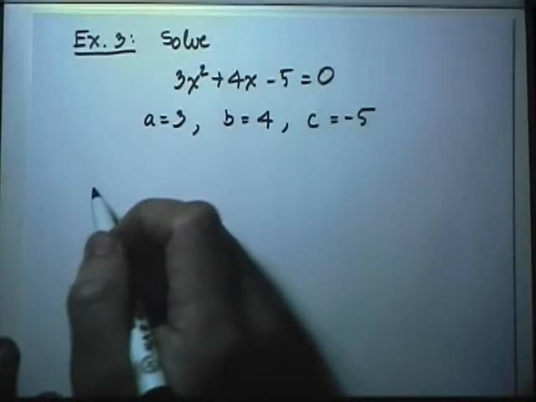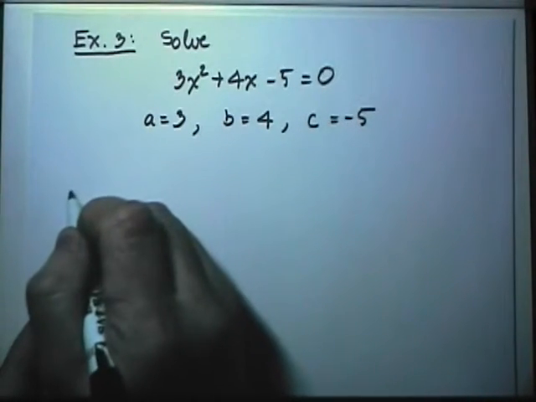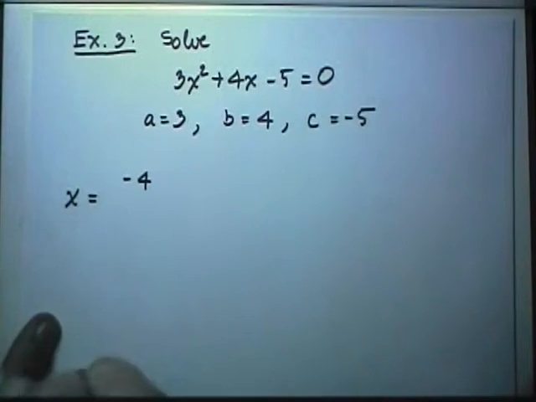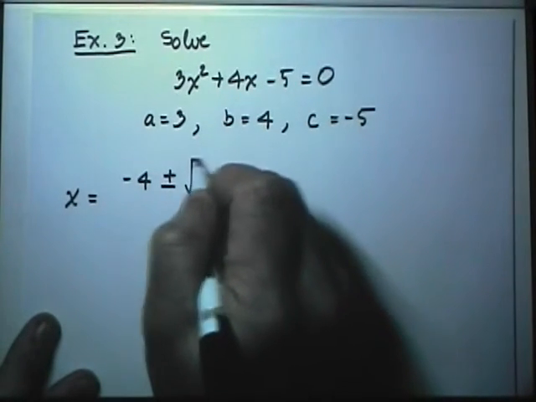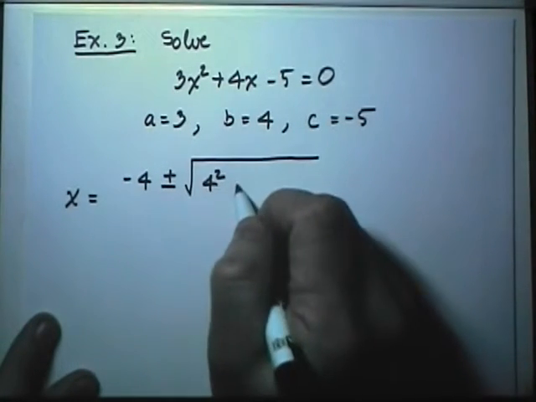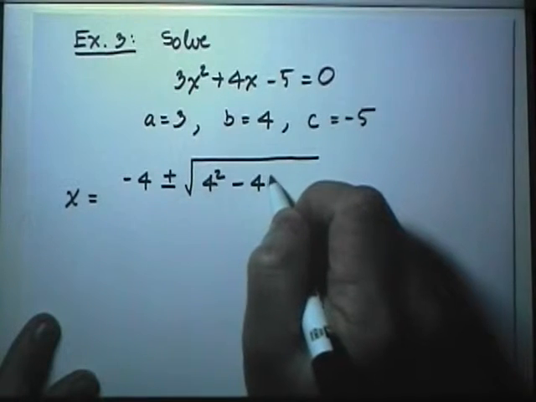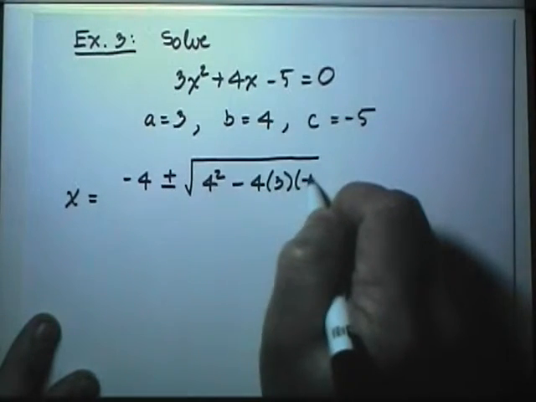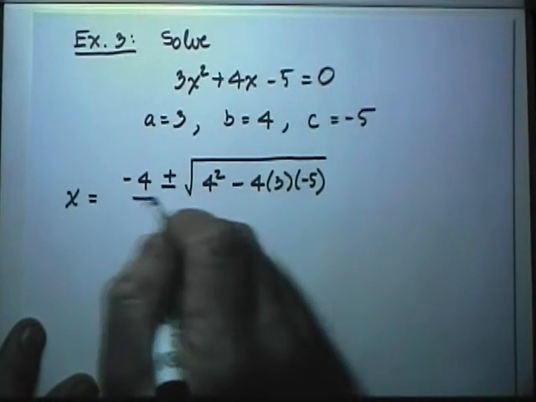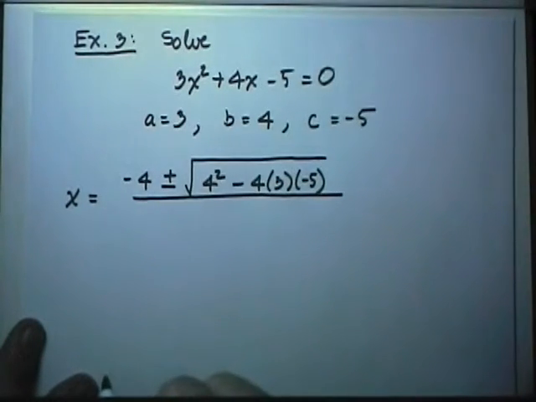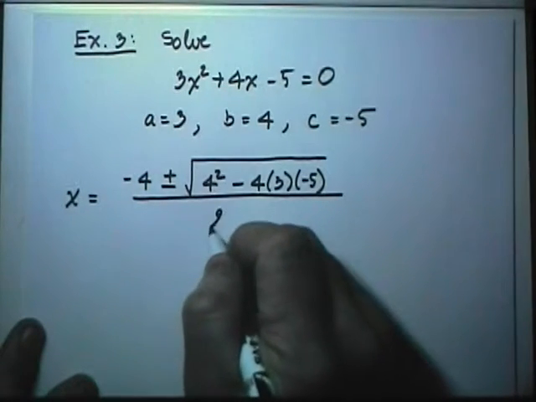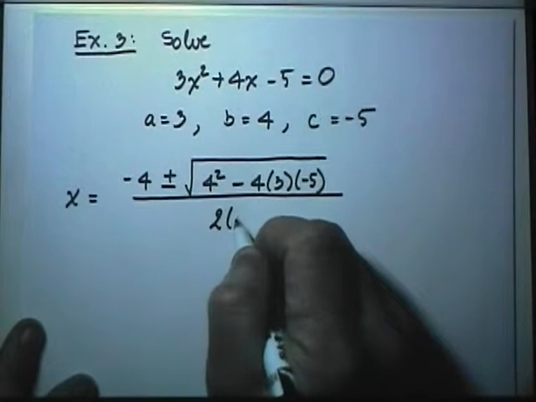So my formula, the quadratic formula, says you can always do minus B, which in this case is -4, plus and minus the square root of b squared, which is in this case 4 squared, minus 4ac, which is in this case 3 times -5. At this point I'm technically just substituting the A, B and C values into my formula, and divided by 2a, which is in this case 2 times 3.